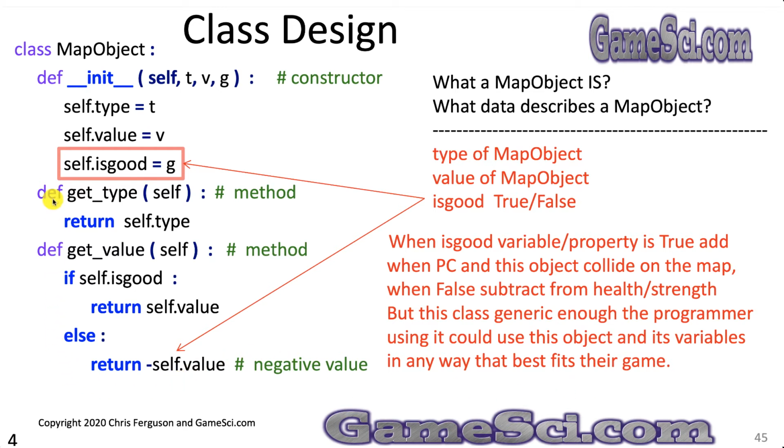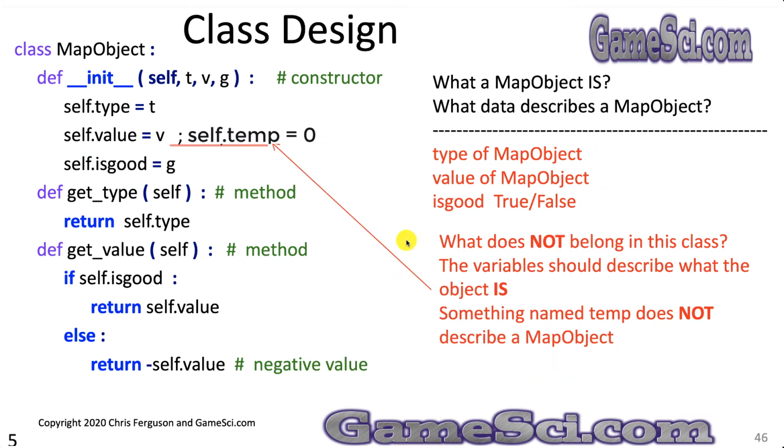I'm trying not to be specific to a particular type of game inside this class, so I could use it in many different games. That's an important goal of class and object design. You do not want to tie this directly to the type of the game you're building. I put this isGood flag in there because that's how I'm going to determine whether I'm adding or subtracting. But someone who's using this doesn't have to pay attention to this variable. They can decide based on the type and value what to do.